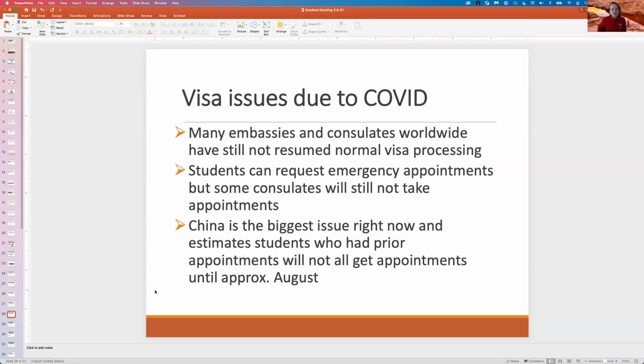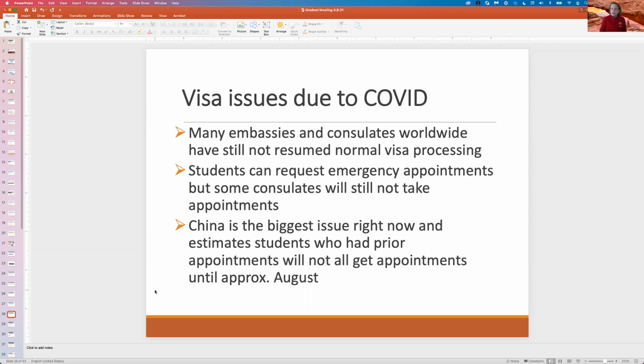The visa issues are, again, that most embassies and consulates have not resumed normal visa processing. And further, they're really backlogged with the people who had already scheduled appointments who have now been delayed and delayed and delayed. So students can request an emergency appointment. Some consulates are still not taking those emergency appointments, or they will only book them 2 weeks before a person's program is going to start.